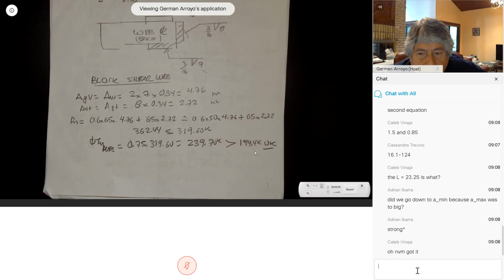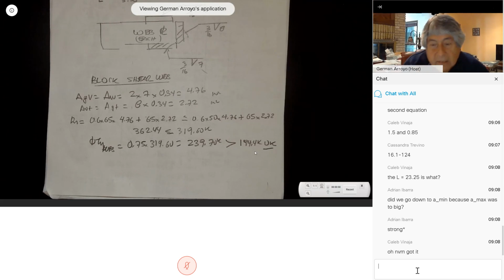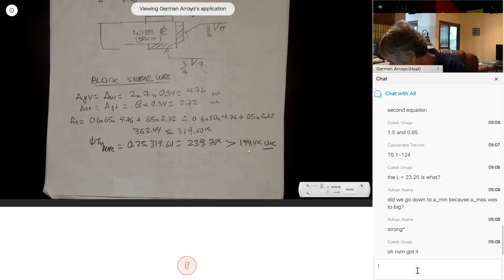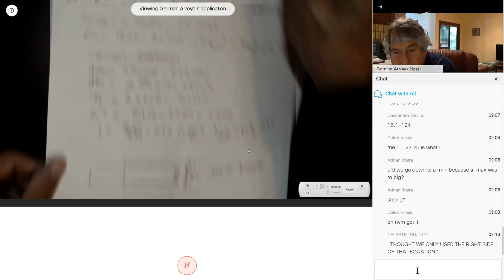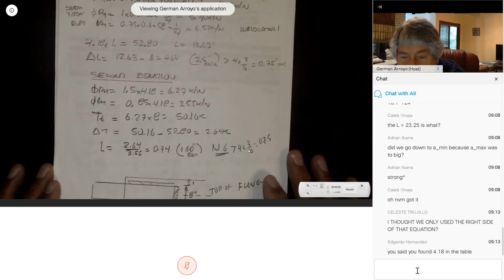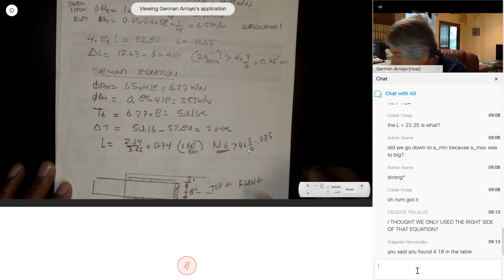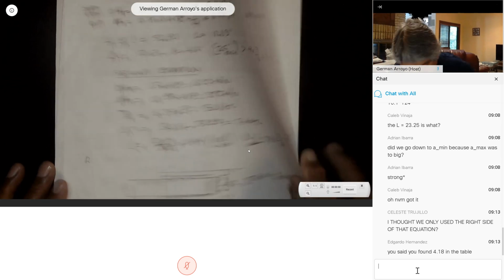Any question up to this point? So the block shear is for the web, and it had to be compared. This is the 194 that is resisted by the web. I thought we were going to use the right side of that equation.